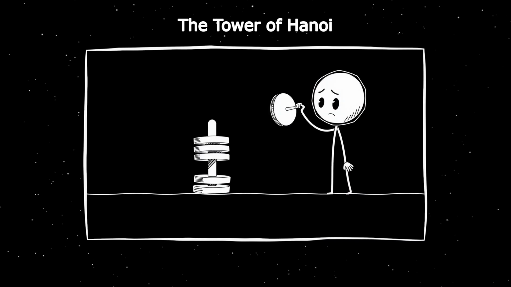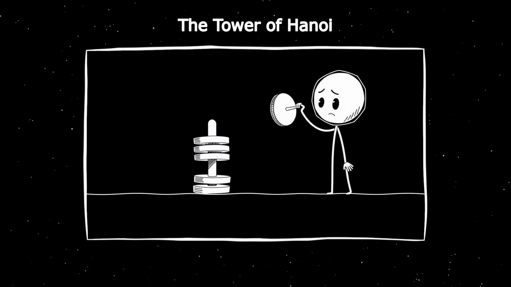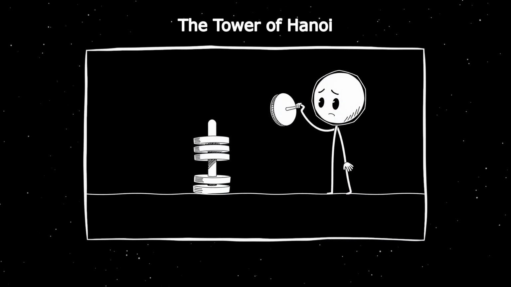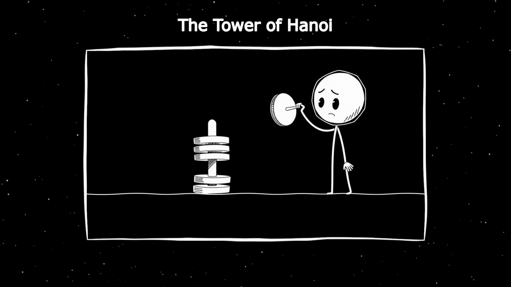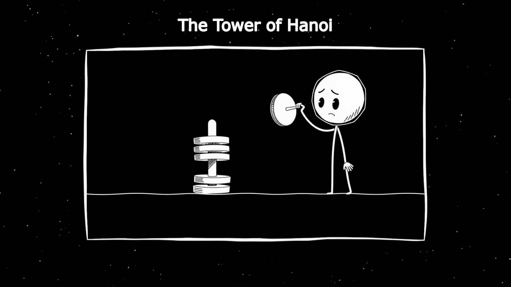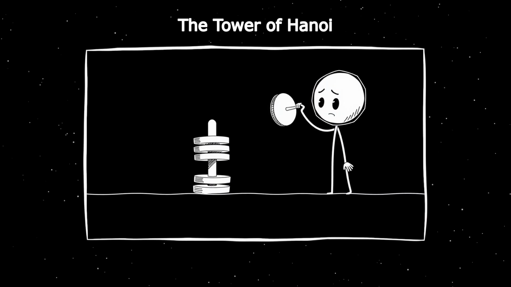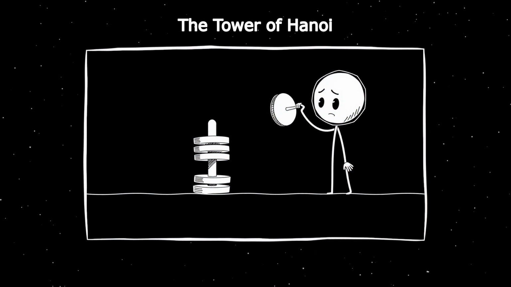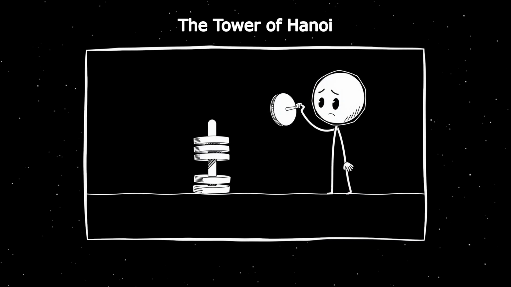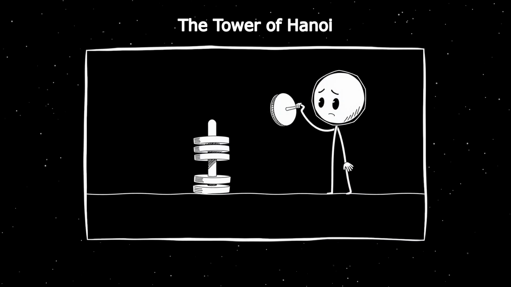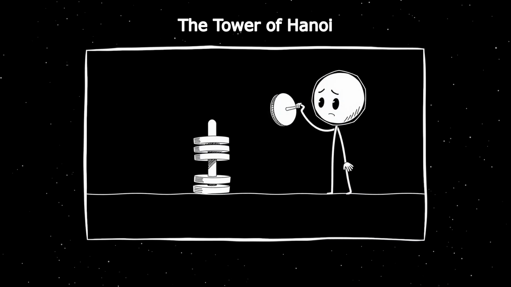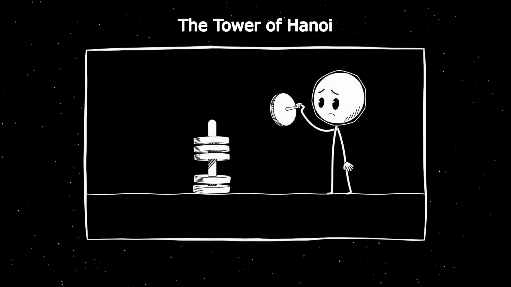Now, let's see the mathematical aspect of the Tower of Hanoi. The minimum number of moves required to solve the puzzle can be calculated using a simple formula. For n disks, the number of moves required is 2 raised to the power of n, minus 1. So, if you have 3 disks, the minimum number of moves to solve the puzzle is 2 to the power of 3, which equals 8, minus 1, resulting in 7 moves. This exponential growth showcases how quickly the complexity of the puzzle escalates with each added disk.